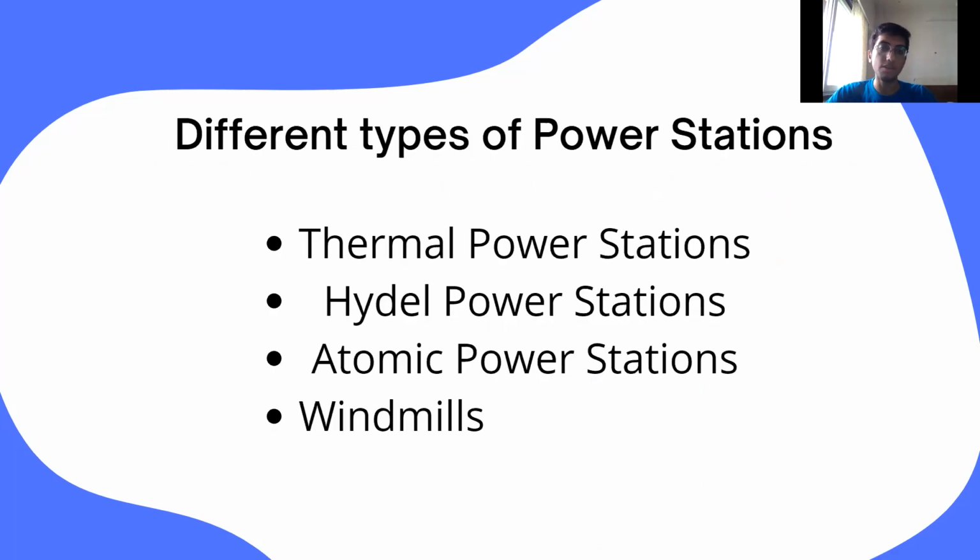There are mainly four types of power stations. First, thermal power stations. Second, hydel power stations. Third, atomic power stations. And fourth are the windmills.